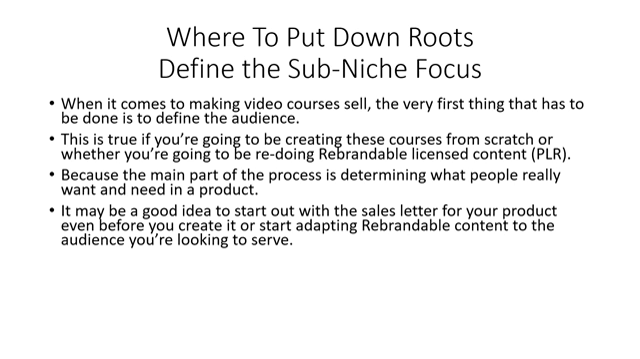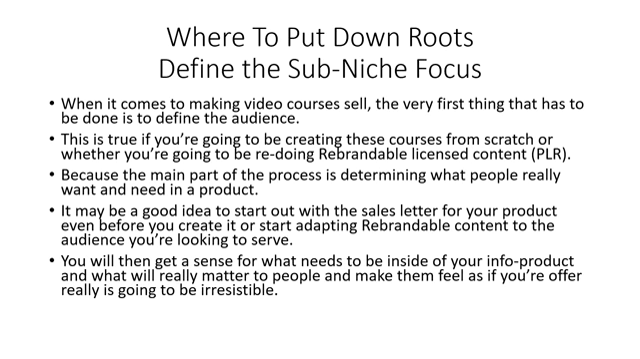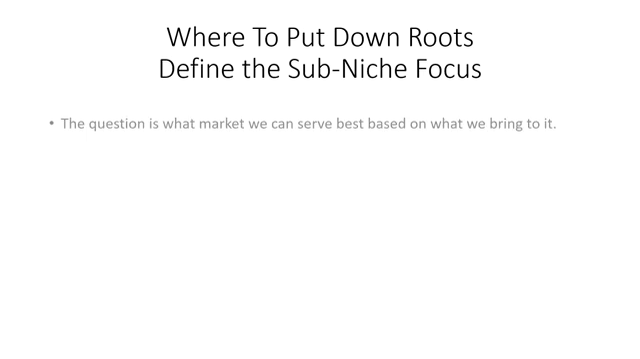In other words, even if you're using rebrandable content, start by writing the sales letter. That will force you to think about what people really want before you start the creation process, because you don't want to go to market with something you already have, saying, hey, buy this. You want to have gone through the process of creating something in accordance with the things you know people want. Then you'll have a sense of what needs to be inside your info product, what really matters to people, and what's really going to make them buy when you have that irresistible offer.